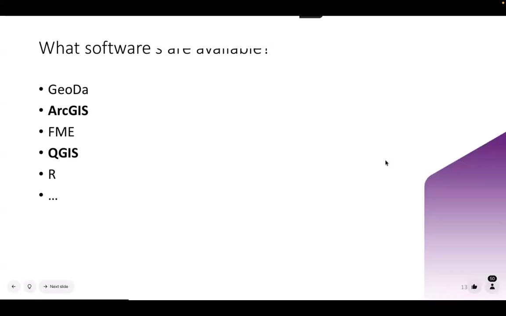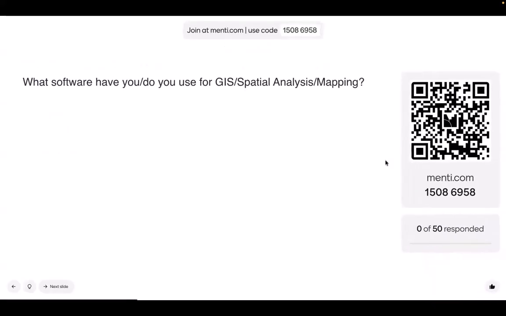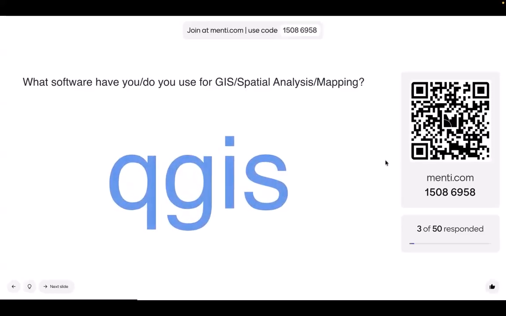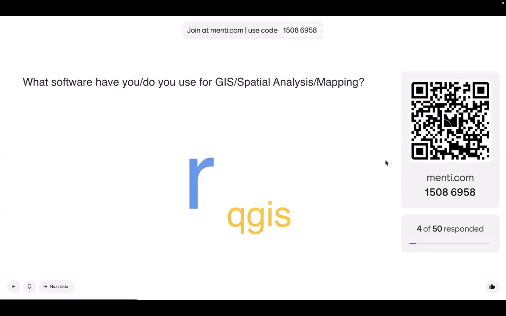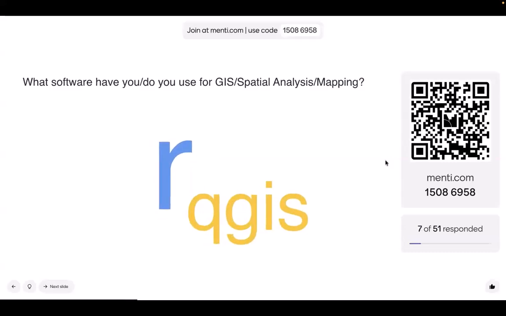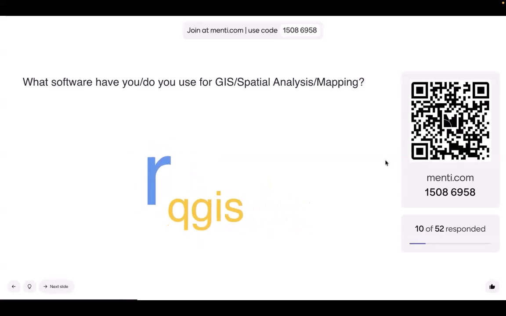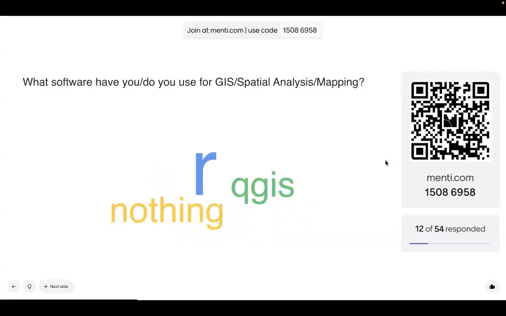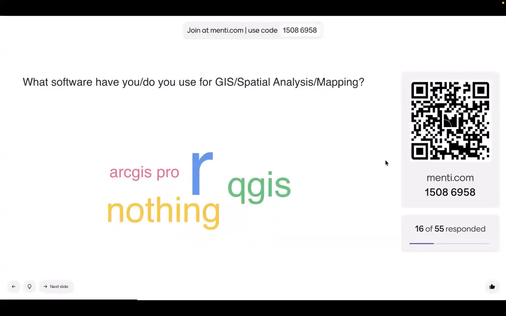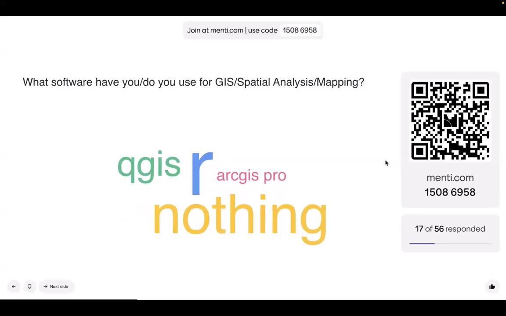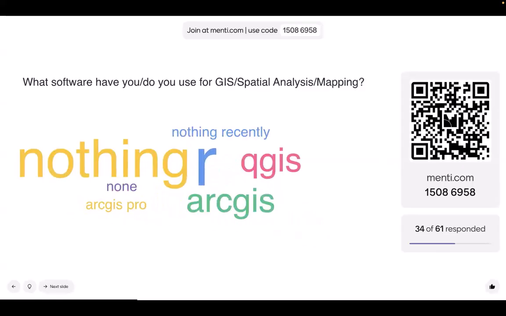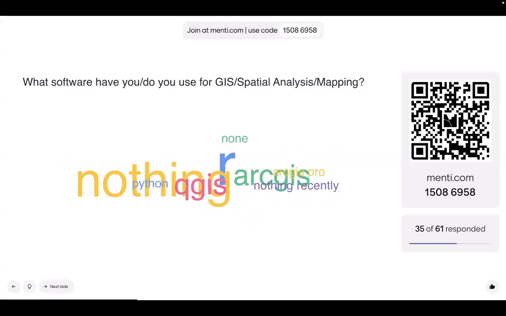But just being a little bit nosy, I wanted to know what software have you used, or do you use, for GIS, spatial analysis and mapping. This could be in the past, this could be what you're working on now. If you haven't used anything, then please just say nothing. And this is just going to give me a bit of an idea about where we are today and what level we'll be working at tomorrow. Nothing's coming in quite strong, which is absolutely not a problem.